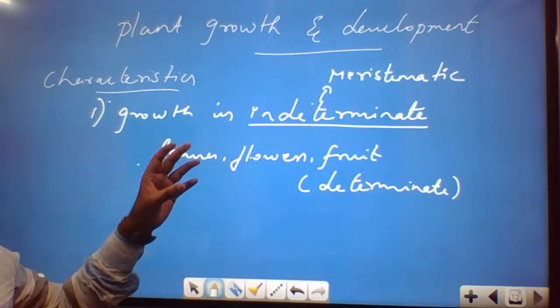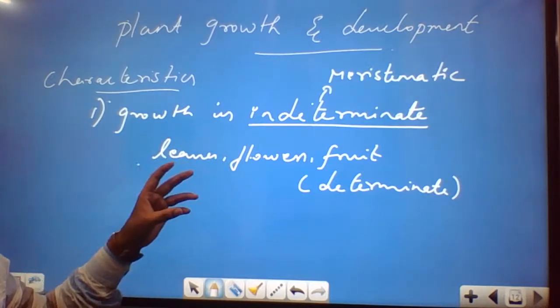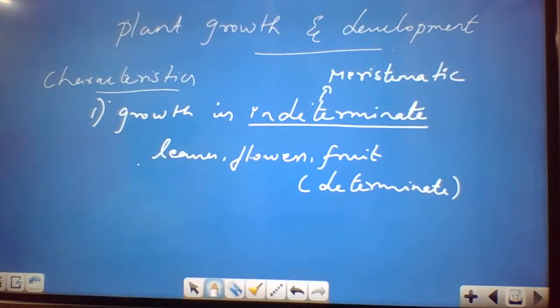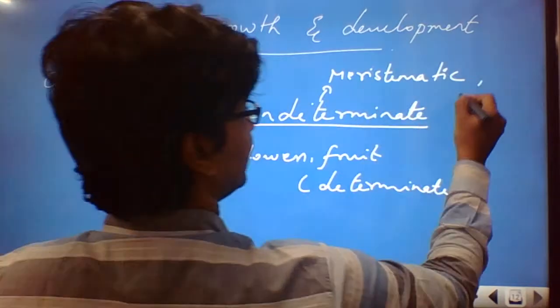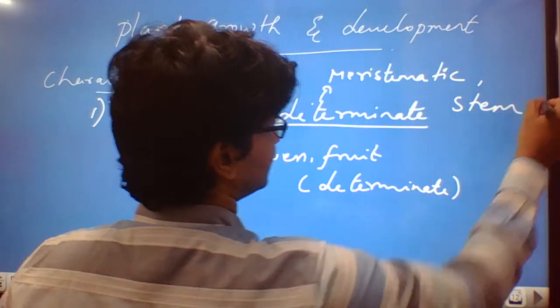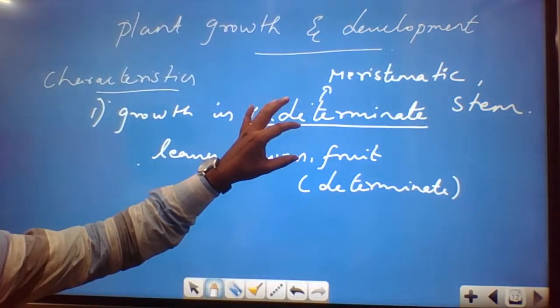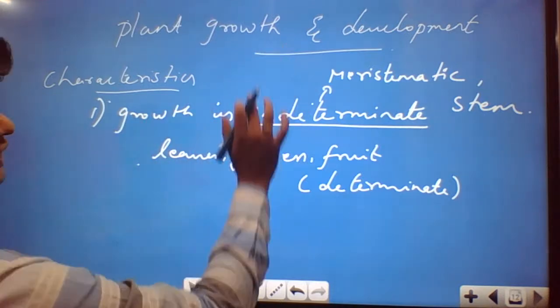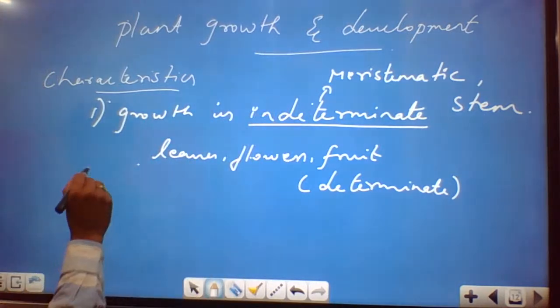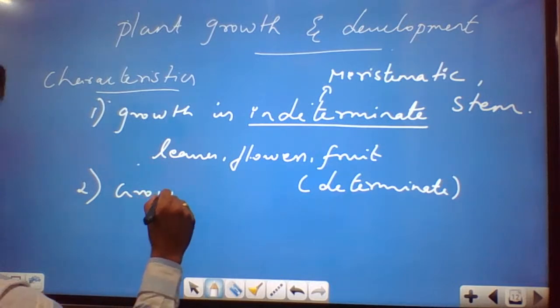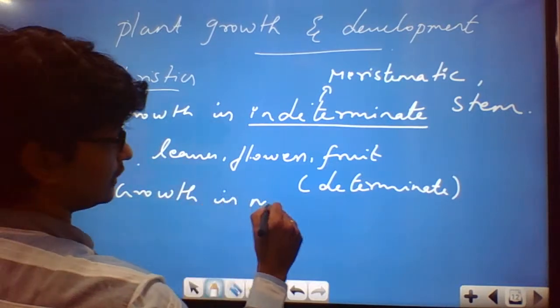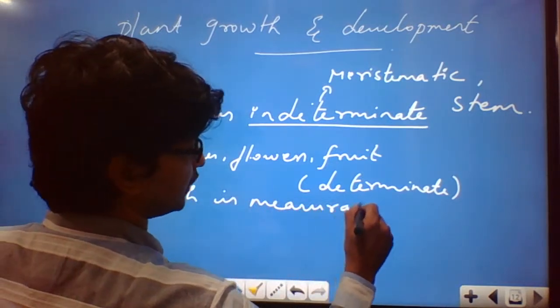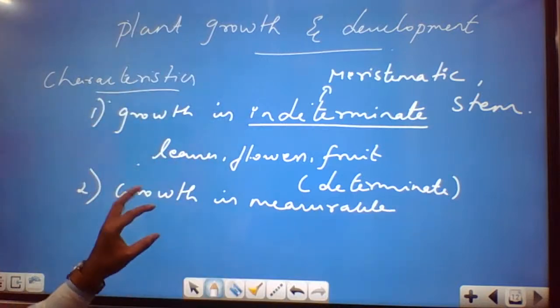And also in the plant structure, take the stem and roots. Stem and roots again show indeterminate growth. So meristematic, and the parts of the stem, where indeterminate growth is achieved. So the first characteristic of the growth is that it is indeterminate, and the second is that growth is measurable. You can measure the growth.